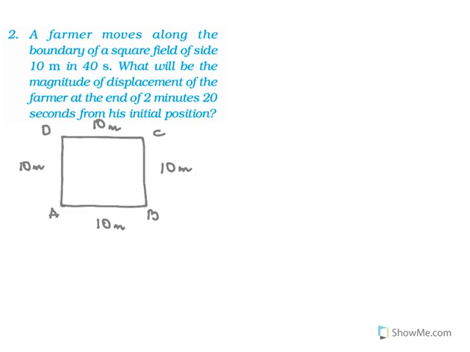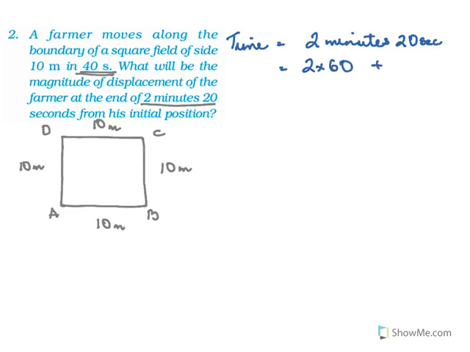Now it's given he takes 40 seconds to complete one full round. What will be its displacement at the end of 2 minutes 20 seconds? So first we'll see the time that he takes. Total time is 2 minutes and 20 seconds. 2 minutes is 2 into 60 seconds plus 20 seconds. So that will be 120 plus 20. So the time is 140 seconds.